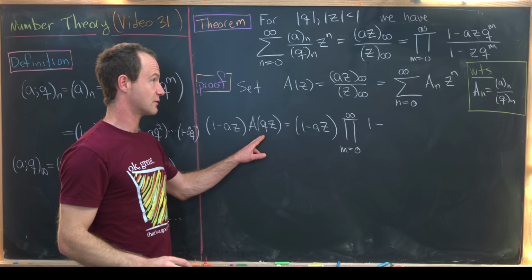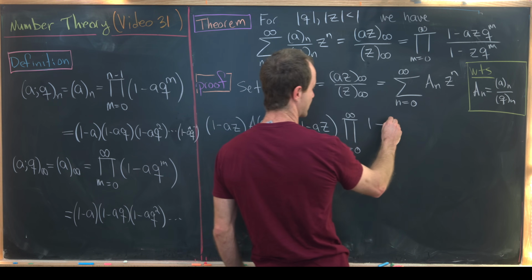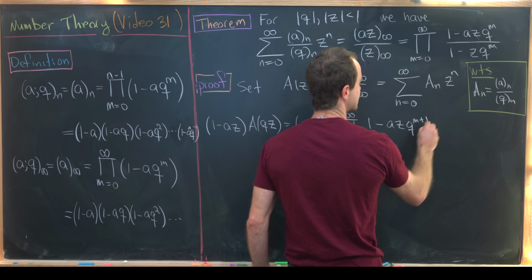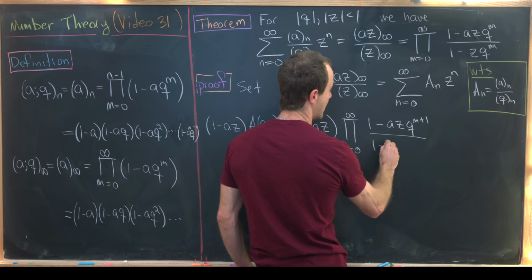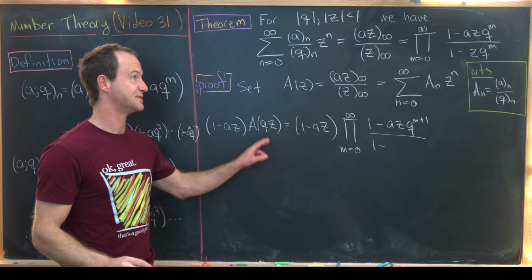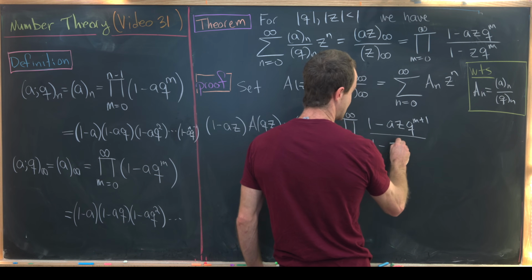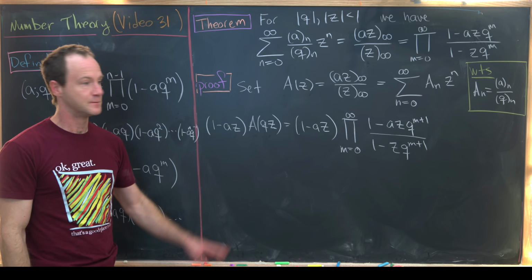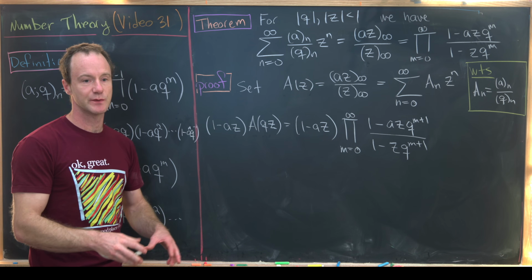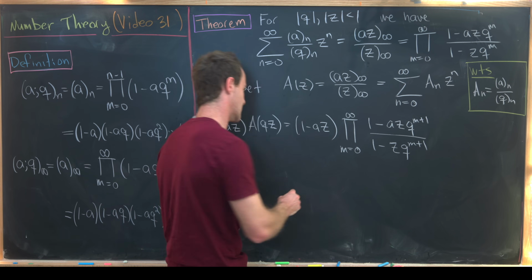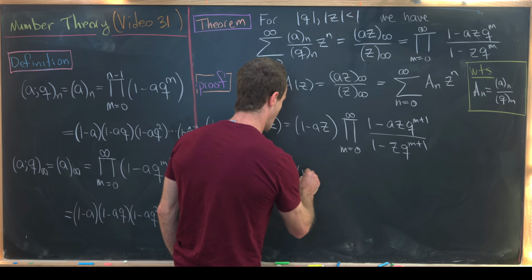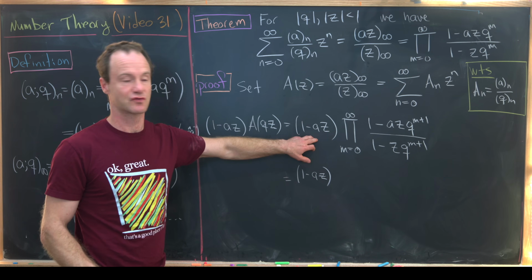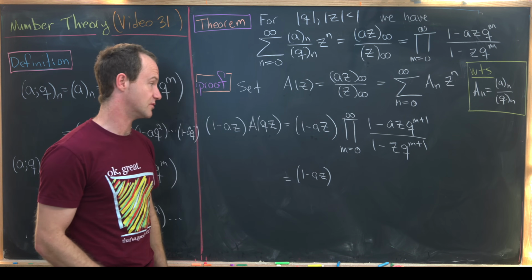So that's going to be the product as m goes from 0 up to infinity of 1 minus, now notice z is being replaced with qz. So maybe we would write this as a z q to the m plus 1 over 1 minus, again z is being replaced with qz, so we have z times q to the m plus 1 like that. But now let's write out some terms so we have a feel for what this looks like. So this looks like 1 minus az. That's the first term in the numerator. I'll just write this as one of the terms in the numerator.